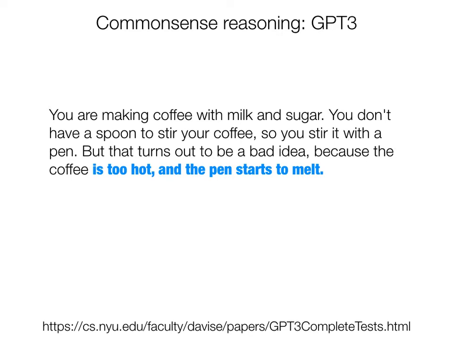So the idea is always the same. We give GPT-3 an initial text, in this case the text shown in black. And then it has to finish the story, and that's the colored bit at the end. So here, the prompt, the text that we give GPT-3, is this. You are making coffee with milk and sugar. You don't have a spoon to stir your coffee, so you stir it with a pen. But that turns out to be a bad idea because the coffee... so that's the part that GPT-3 was given. And then the language model completes: the coffee is too hot and the pen starts to melt. So that's pretty good and pretty interesting behavior.